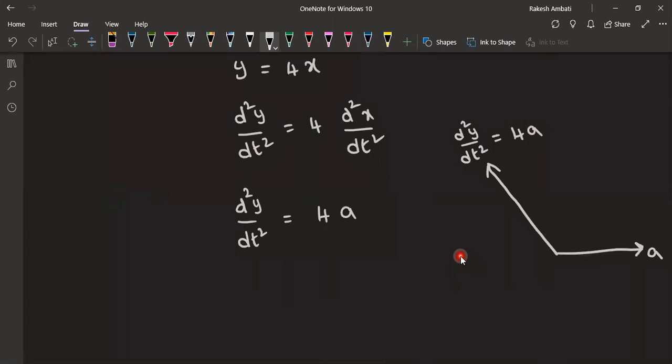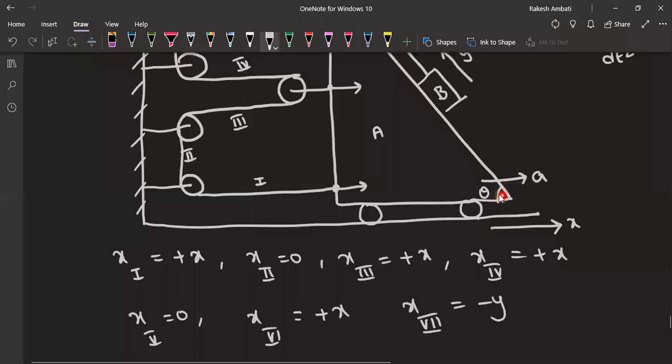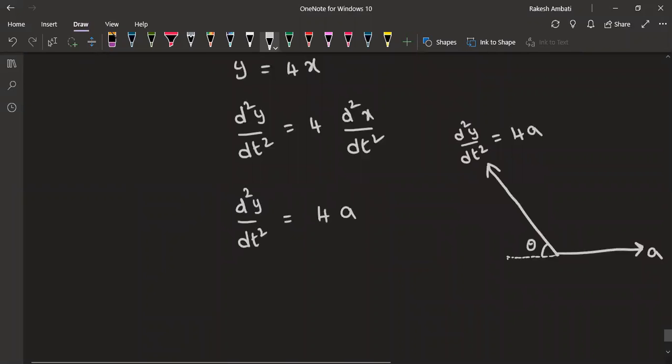Finally, in the question, only 2 more minutes. This angle is given as theta. If this is equal to theta, then this angle is equal to 180 minus theta. Therefore, it is one acceleration. Between the 2 accelerations, the angle is 180 minus theta.